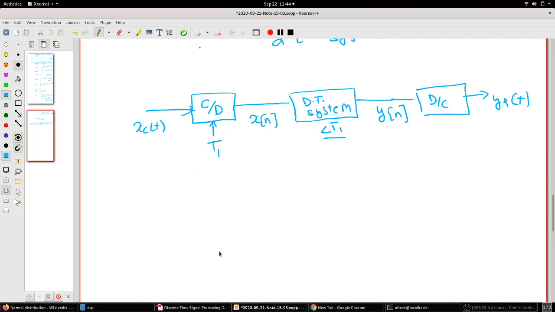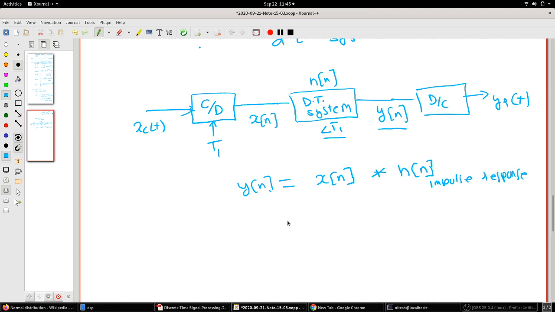All this while we had these relations. If this discrete time system is LTI, then the first thing you will have is a relation where y of n will be equal to x of n convolved with h of n, where h of n is the impulse response of that LTI system, that is the discrete time LTI system.